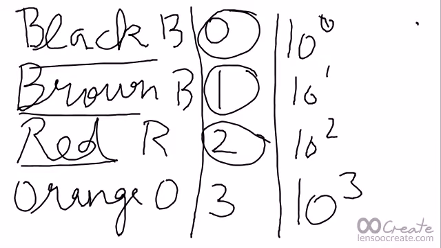And if it's a 5-band resistor, then the first 3 values will be numerical, the fourth will be a multiplier, and the fifth will be tolerance. If it's a 6-band resistor, then the 6th band will indicate the temperature coefficient.